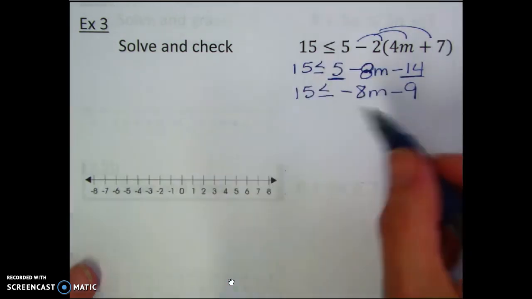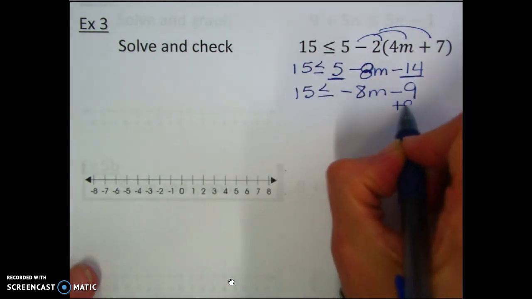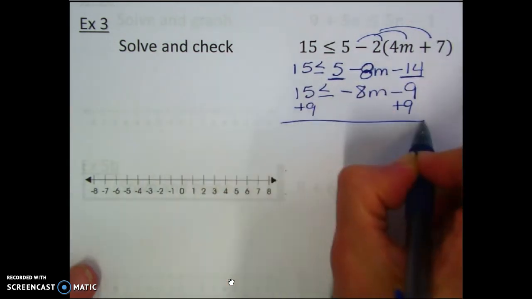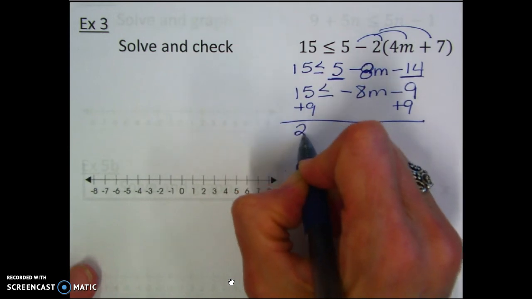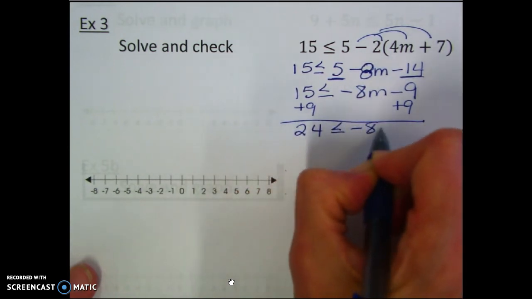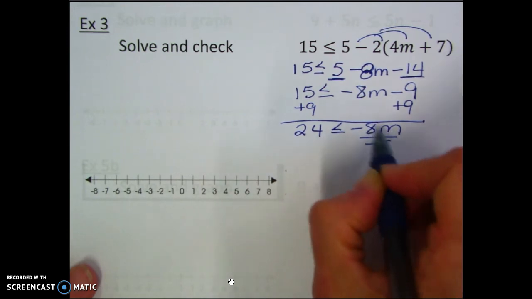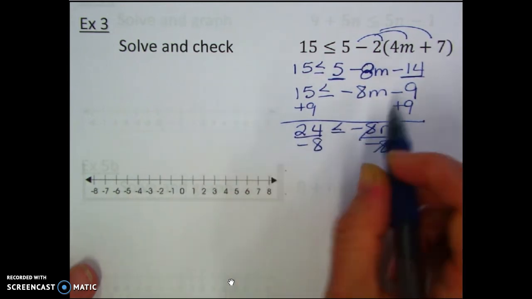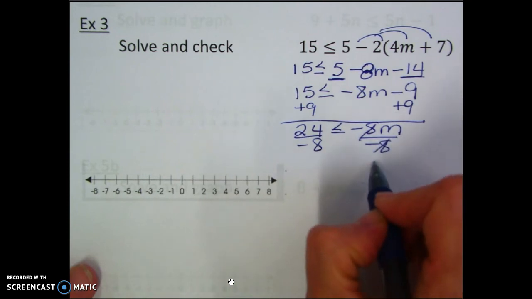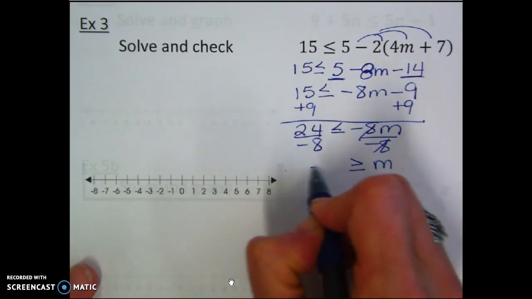All right, and this is similar to what we just did. For subtracting 9, we want to add 9. So 24. And then finally, if we're multiplying by -8, we want to divide by -8. And once again, we are dividing by a negative. So that means we've got to flip our symbol around.